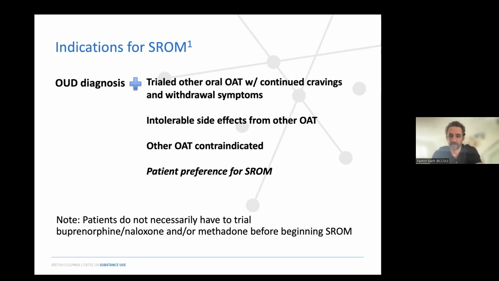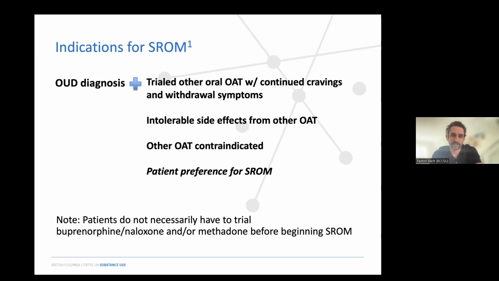Or if other forms of OAT are contraindicated, for instance, if somebody has congenital long QT syndrome and methadone may not be the right option for them. Lastly, and probably most importantly, is if a patient expresses a particular preference for slow-release oral morphine, for some reason based on their goals or their past experiences, this is just the agent that they want to try today. I think that's a very reasonable reason in and of itself to help facilitate this rotation, once you have a discussion with them about all of the considerations involved before making such a change.